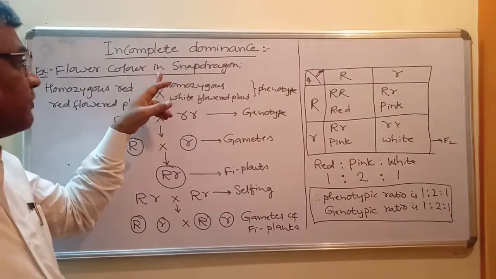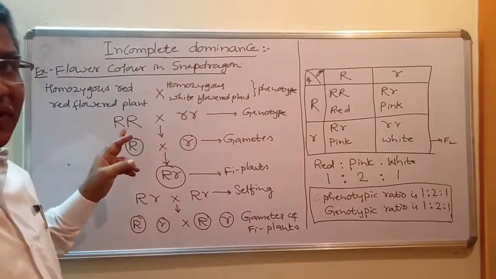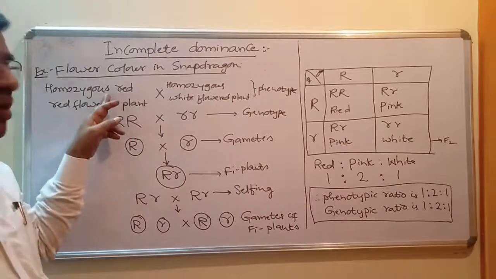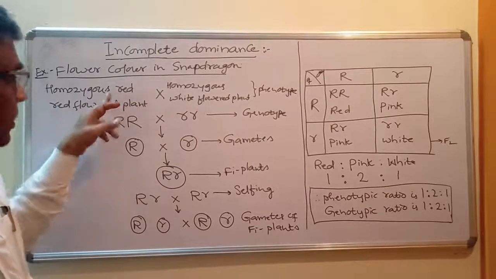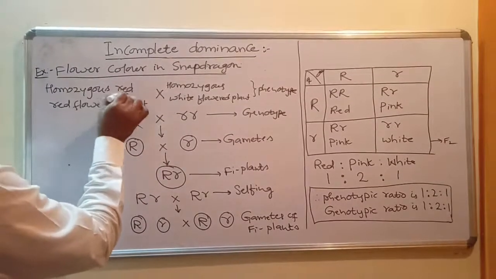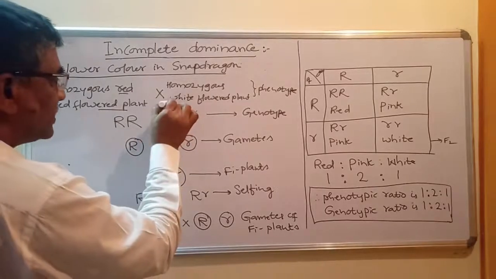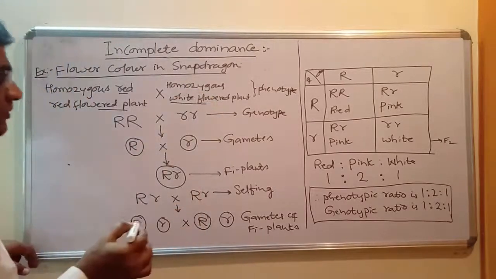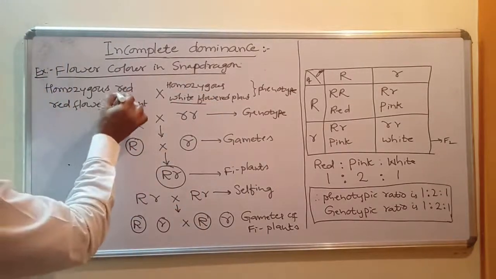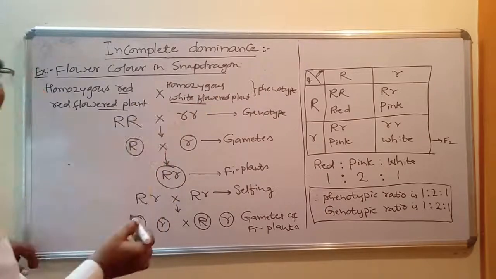This plant produces two types of flowers. One is a homozygous red flower, which produces red flowers. Similarly, some of the same plants produce white flowers. A red flowered plant is crossed with a white flowered plant.